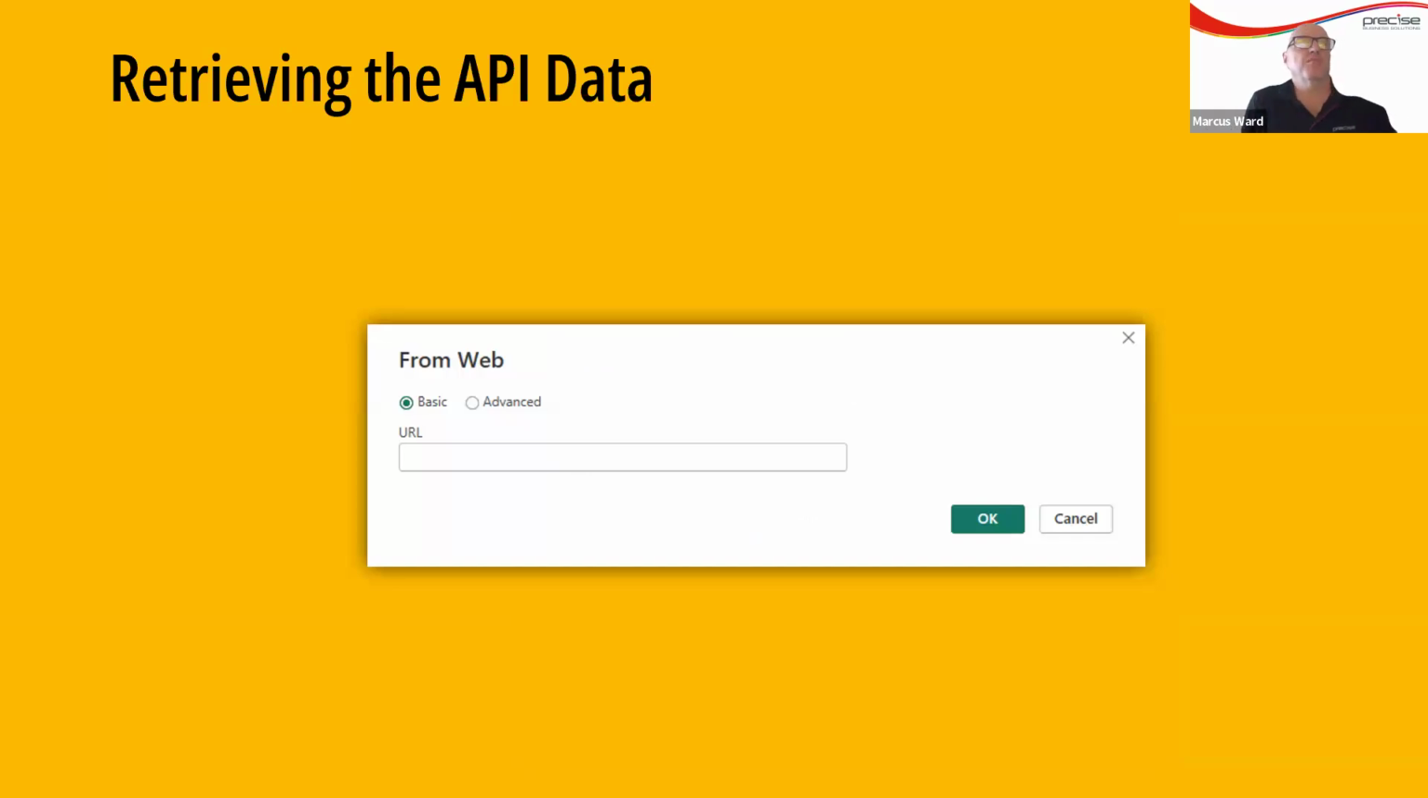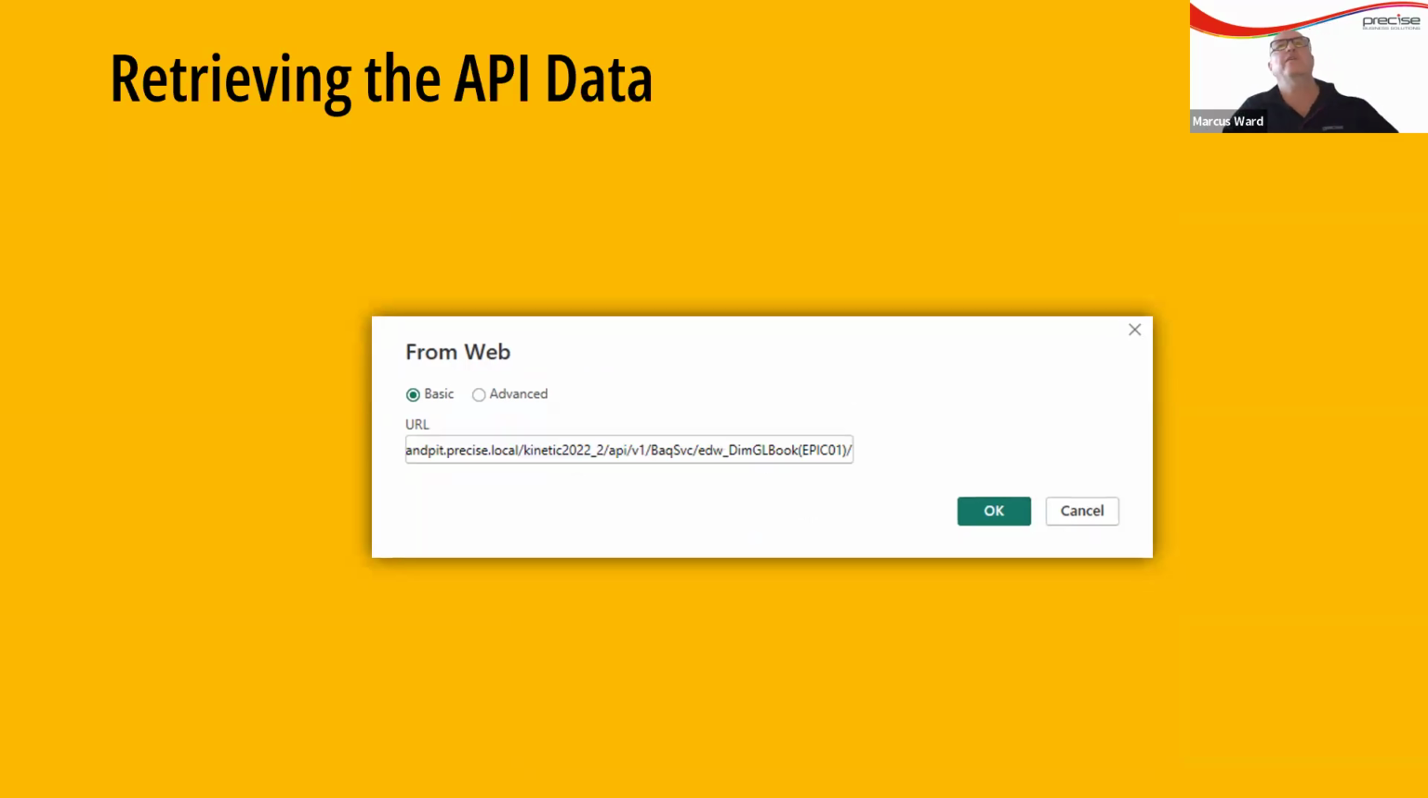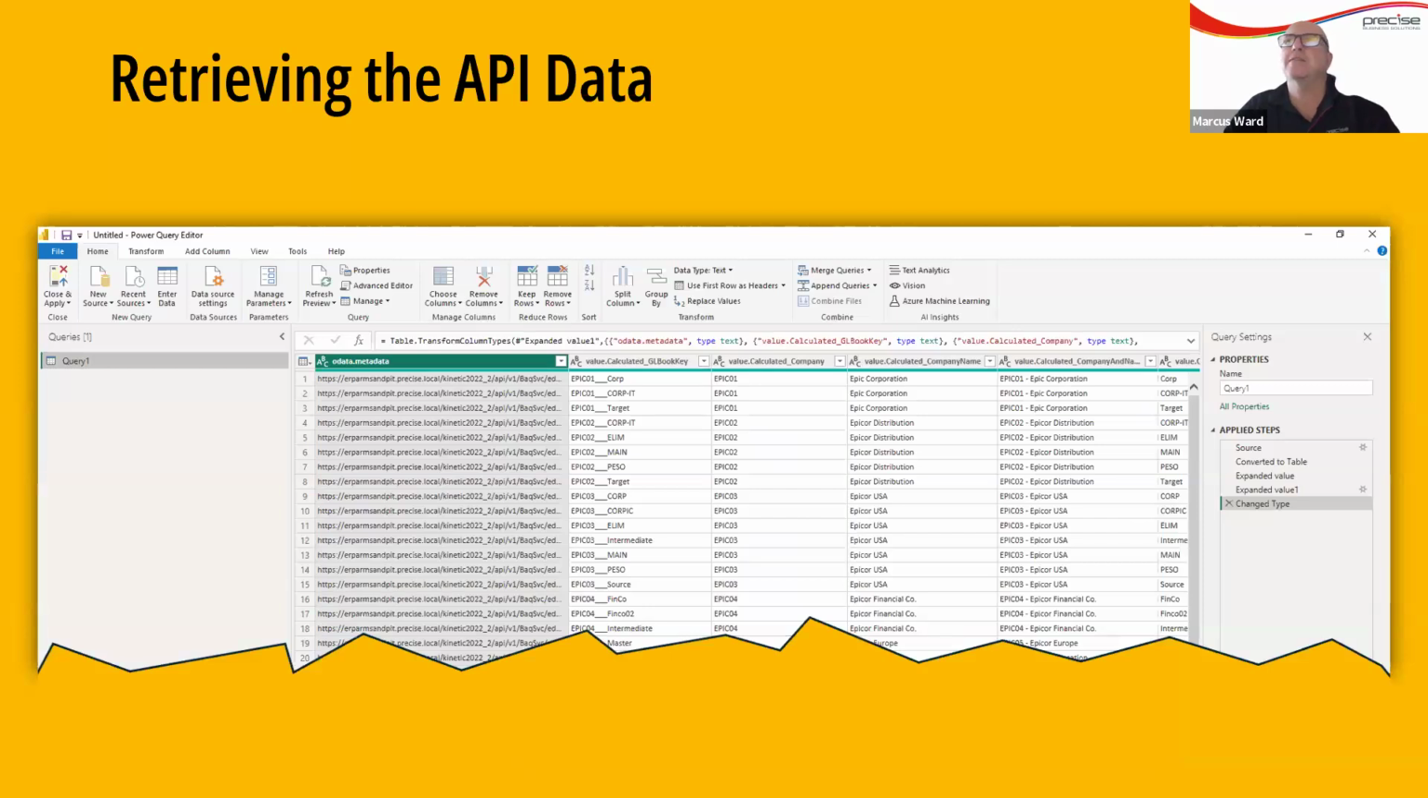And we are presented with a dialog box, which is asking for a URL. We quite simply take that URL that was generated for us in the REST API help, and we're going to paste it in there, and we are going to hit OK. And we are presented with this. As you can see, Power BI does all the heavy lifting for you. It's pretty much generated a table for you. And you can see on the left-hand side, you've got something called query 1. You've got a table in the middle, and on the right-hand side, you've got a series of applied steps.